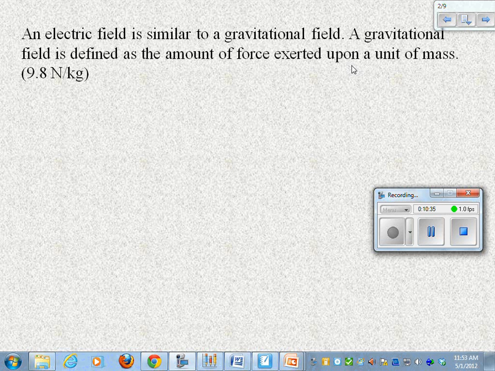Starts with a C. Unit of, not croutons, no, good guess. Charge. Unit of charge.